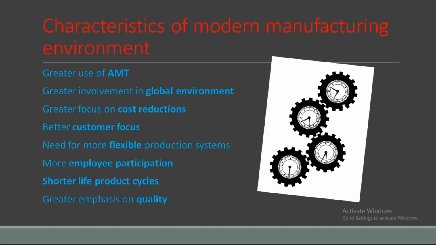And the emphasis is on cost reduction and not cost control. Reduction means you try to see how the costs can be reduced without compromising the quality. This is what I call value analysis. They are almost today customer focused.